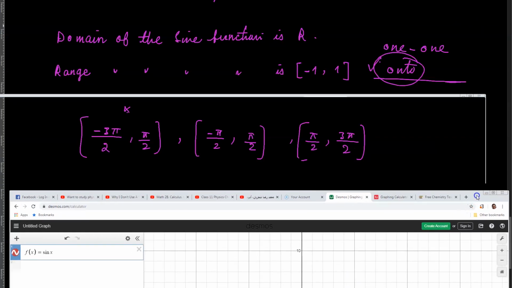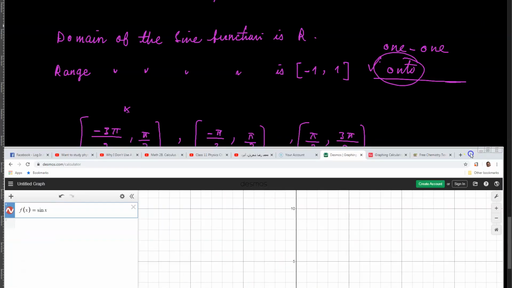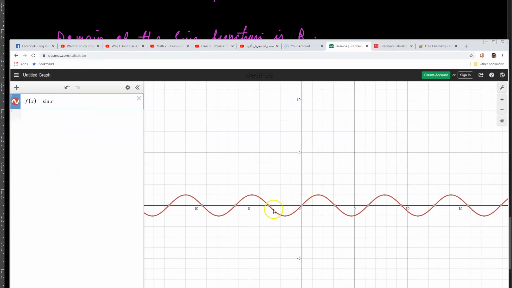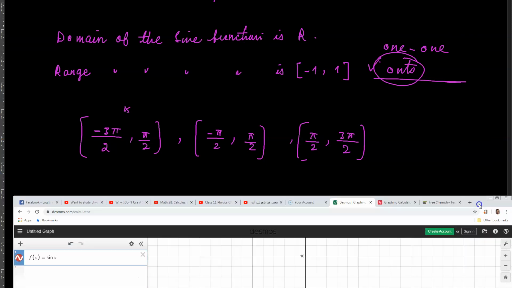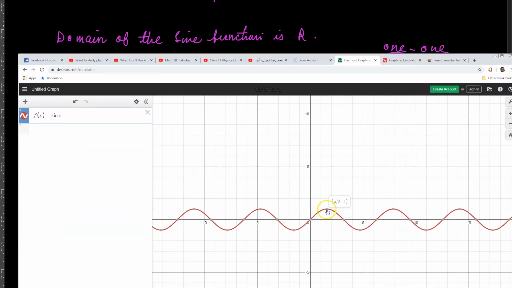But other than that, if you go, for example, from negative π/2 to π/2, you can start from here and go all the way up to here, and in this interval, of course, the function is 1-1. Or if you go from π/2 to 3π/2, you would start from here and go all the way up to here, and you can see that over here the function is actually 1-1.